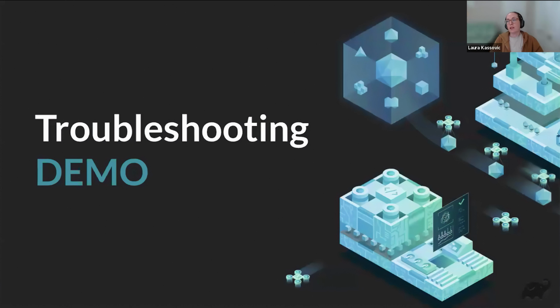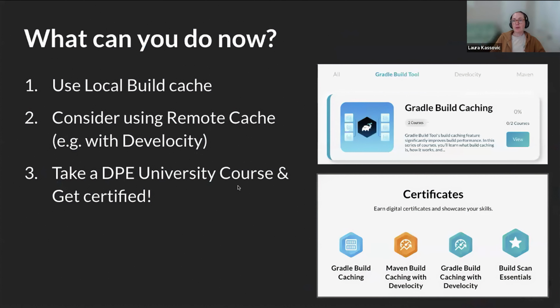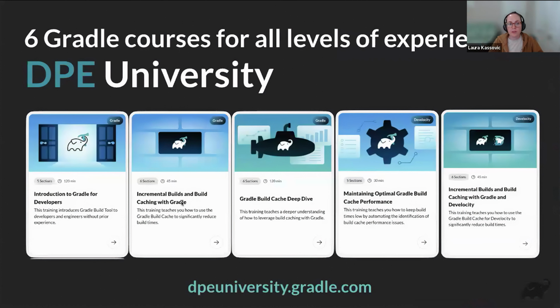Thank you, Akshay. So that concludes the three important topics in our agenda: incremental builds, local build cache, and the remote build cache. We even covered a little bit of troubleshooting. So what can you do now? Well, try out the local build cache in your build and consider using a remote build cache. And take a DPE course. DPE University offers a number of courses you can take, and after this one, we highly recommend the Gradle Build Cache Deep Dive. It's a complimentary course, and you'll learn a lot more than we covered today.